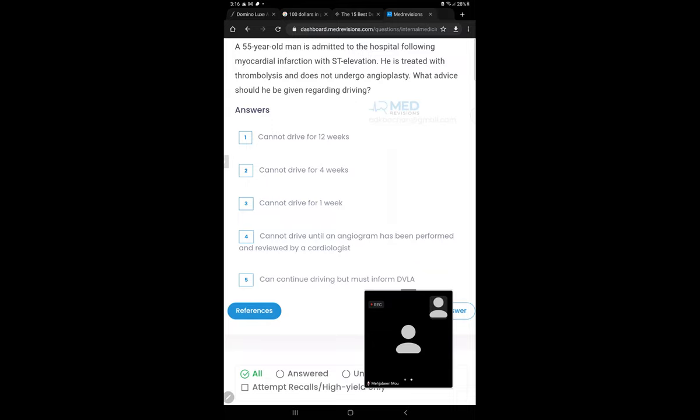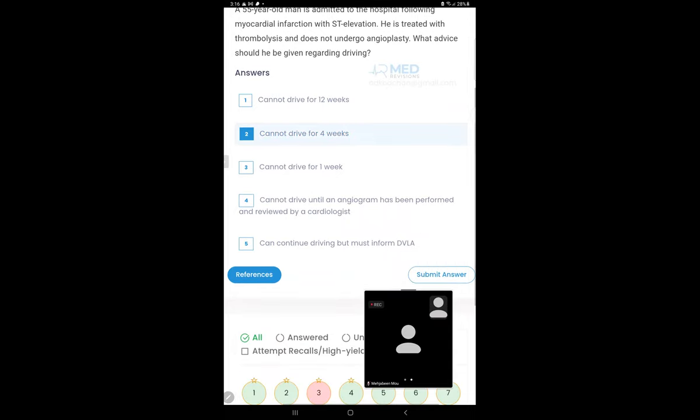Do you guys have any idea, if you are in the UK or if you've heard, how many days should he be abstaining from driving? Cannot drive for 12 weeks or 3 months. Cannot drive for 4 weeks, that is around a month. Cannot drive for a week. Cannot drive until an angiogram has been performed and reviewed by a cardiologist. Can continue driving, but must inform DVLA. You guys are saying two. Cannot drive for 4 weeks. Okay, 4 weeks. Dr. Zoya, Dr. Zef, Dr. Samir says fifth, cannot drive until an angiogram has been performed and reviewed by a cardiologist.